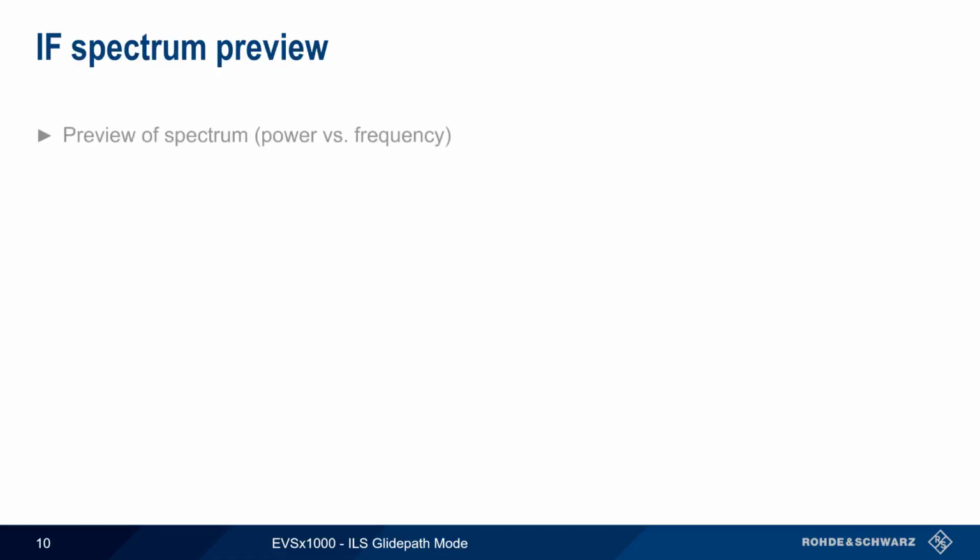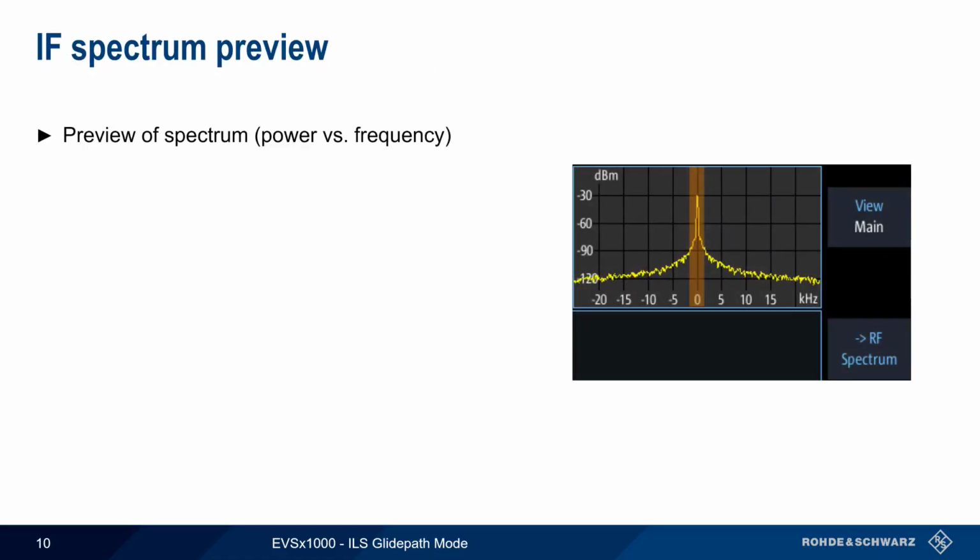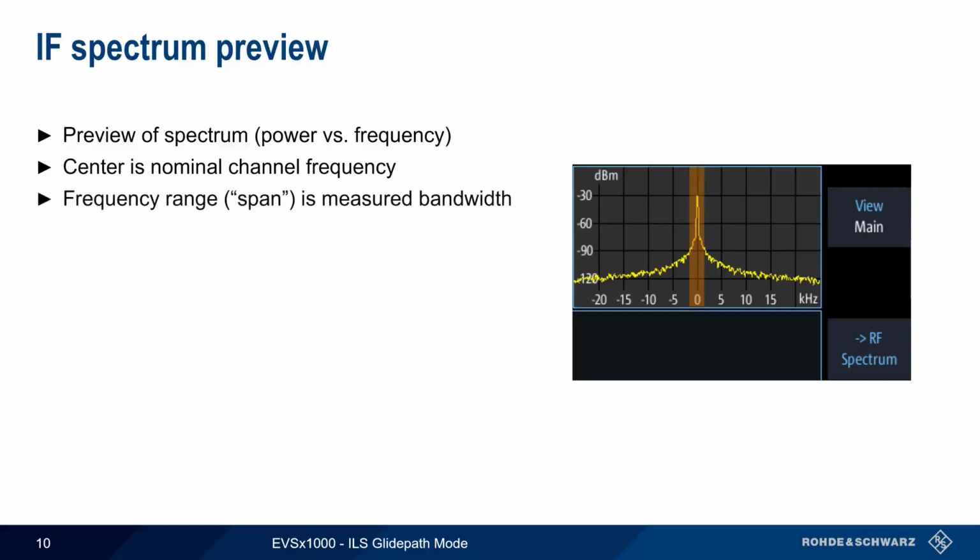The IF spectrum preview provides a plot of power versus frequency, similar to a spectrum analyzer display. The center of the display, or the zero frequency, is the nominal channel frequency, and the frequency range, or span, is set to the measured bandwidth. The EVS chooses a power range that will display both a peak and noise simultaneously.